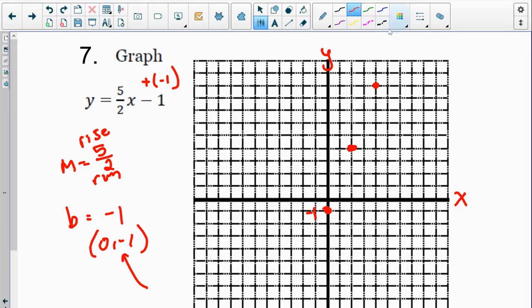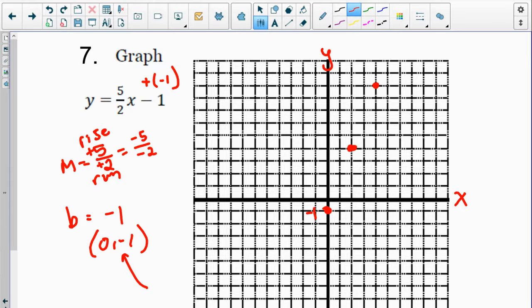I can't count up 5 more. I could go over 2, but I can't go up 5 as well. Maybe somewhere way up here. But what we can do is work backwards. So instead of having a rise of positive 5 over positive 2 for a run, we can think of this as being negative 5 over negative 2.